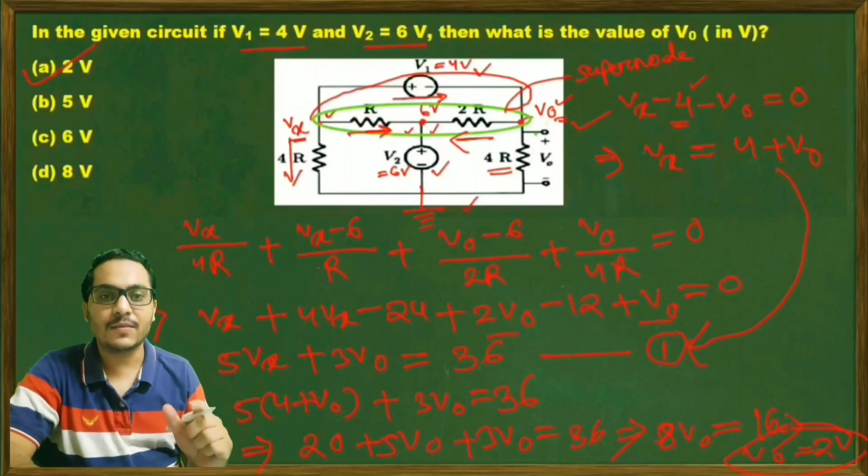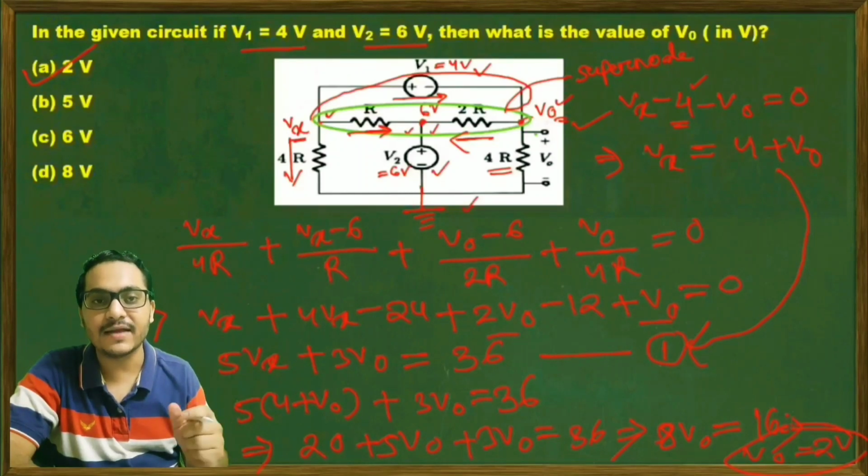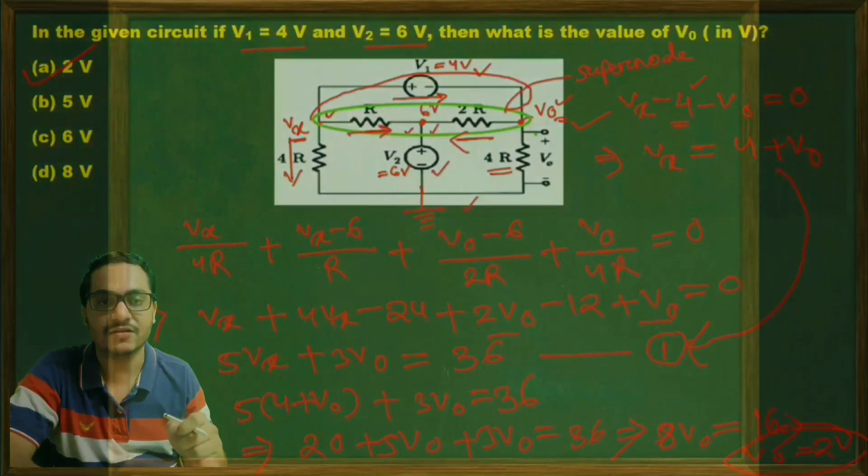So always remember one thing, when there is a voltage source between the two nodes, then we can't apply the KCL equation. Why? Because the current supplied by the source is not given. So in that case, there is a concept that arises which is called supernode. And in the supernode concept, we apply the KCL to both nodes simultaneously to calculate the node voltage. So this is all about today's lecture. By this, let's wind up today's lecture.